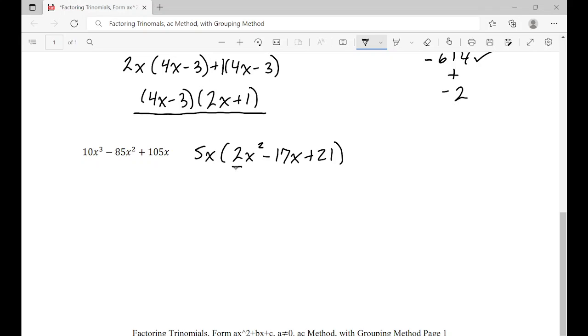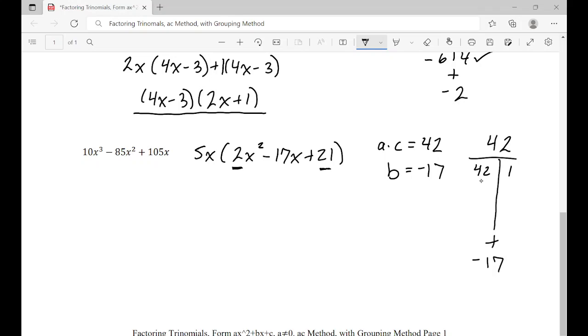So now I'm going to take my a term and my c term, multiply them together, and I'm going to get 42. And my b term is negative 17. So I will ask myself, what times what will give me 42? But when I add it together, I will get negative 17. So I got 42 and 1, 21 and 2, 14 and 3, and 7 and 6.